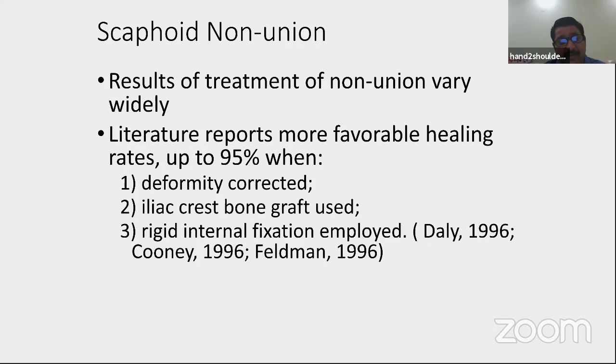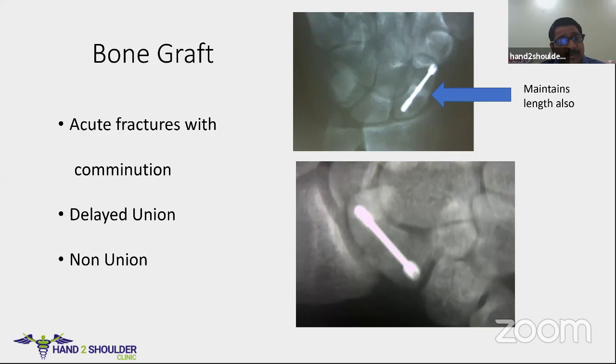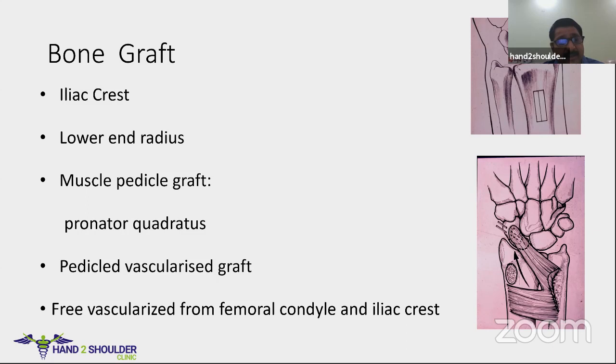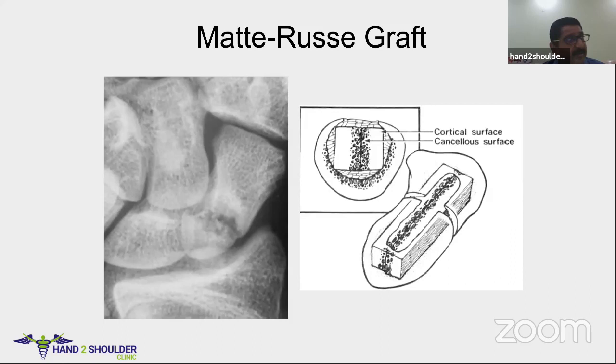So what do we do? Just like any non-union, we should use bone grafts. As Anil had already said, bone grafts can be used in combination in acute cases, but in delayed union and non-union, we use bone graft. And what type of bone grafts? Bone grafts could be iliac crest, lower end radius, muscle pedicle, pedicled vascularized, or free vascularized from the femoral condyle or iliac crest. In the earliest literature, Matti-Russe described a graft in which a cortical cancellous graft was used, but it was a difficult procedure because you had to create a tough and exactly matching graft to give stability.